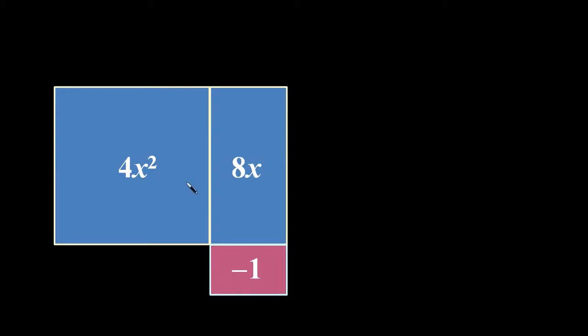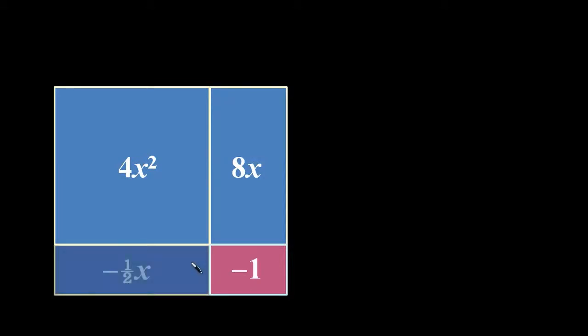But I can make it factorable by adding a fraction, an algebraic fraction, and I'll show you that now. So in the bottom left-hand corner, I've got minus half x, and I can show you that this is now factorable by working out what the sides would be. So if I have 2x and 2x here, 2x times 2x will give us our 4x squared.